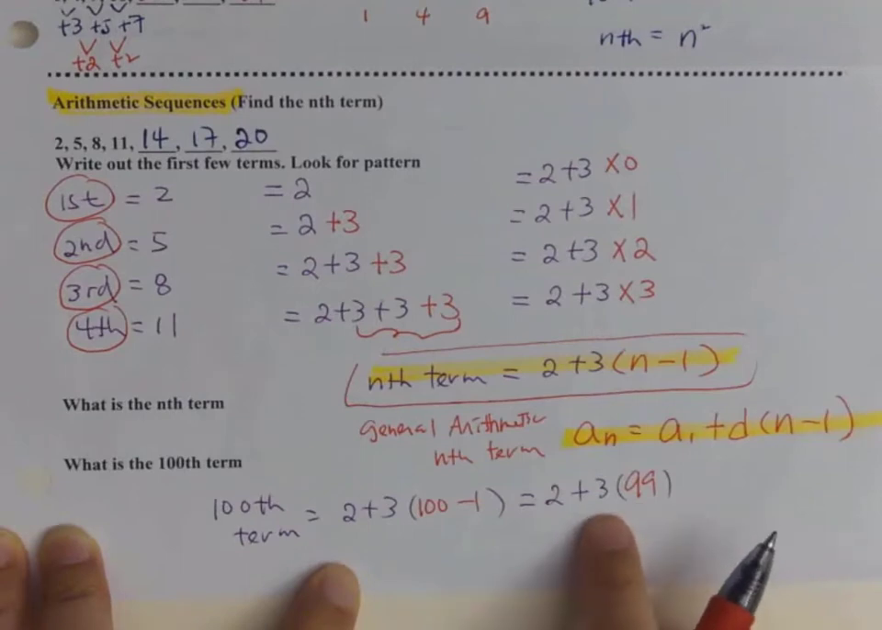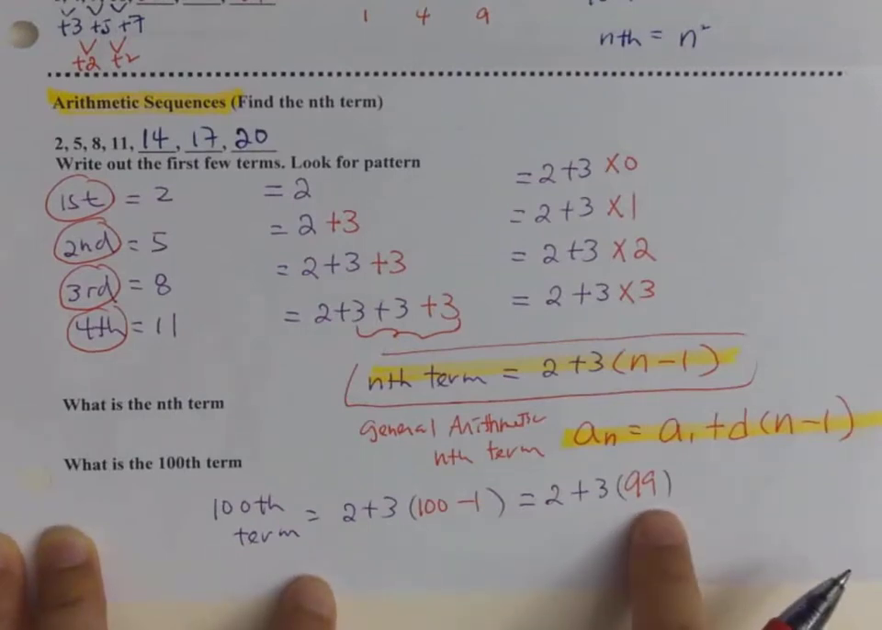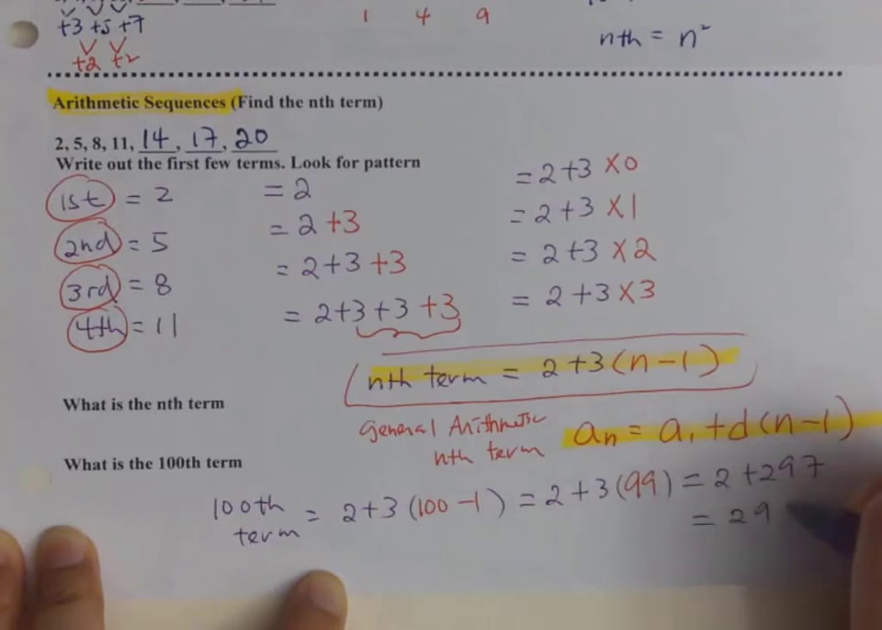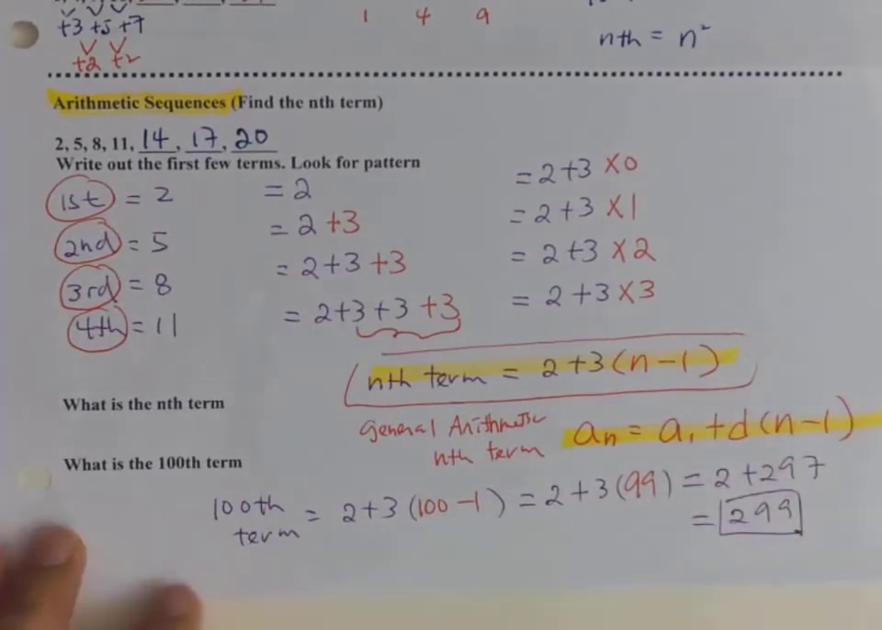So it's kind of like 3 times 100, but you need to subtract 3. Or you can use the calculator. So basically 2 plus 297. Together we have 299. So that's how you come up with the nth term or any term of an arithmetic sequence.